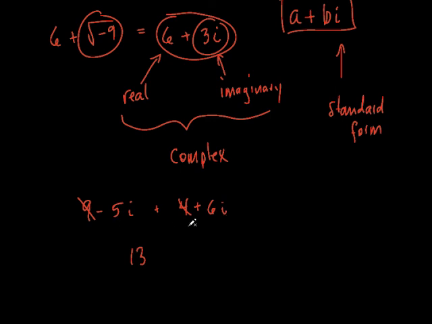Negative 5 plus 6. Okay, the bigger number is positive, right? So it's plus. Plus what? 1i, or just i. You don't need the 1 there. If you put the 1 there, it's not wrong. You just don't need it. Is that in standard form? Is the real first, imaginary second? Yep. See how easy that is?